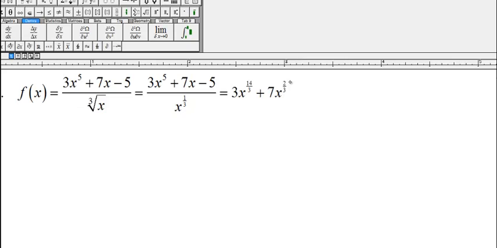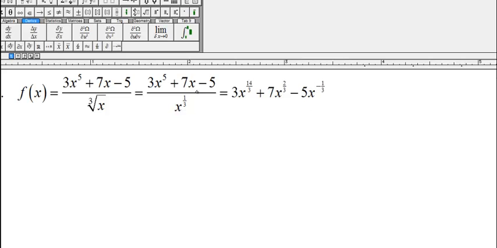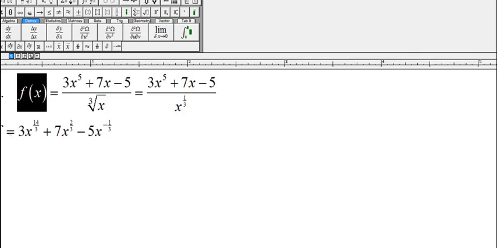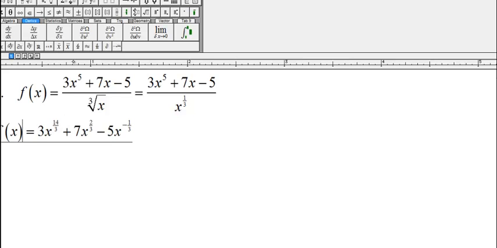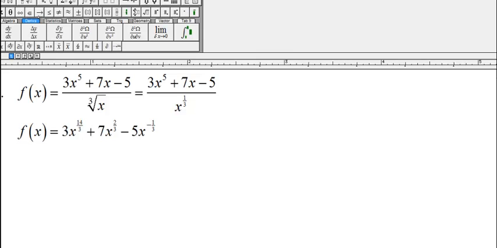And then finally, minus 5, and then we have x to the negative 1/3 for the power. Okay, so that is another way to write f of x. That way is going to be a lot better for finding the derivative.